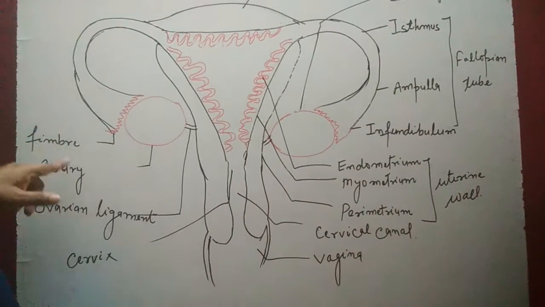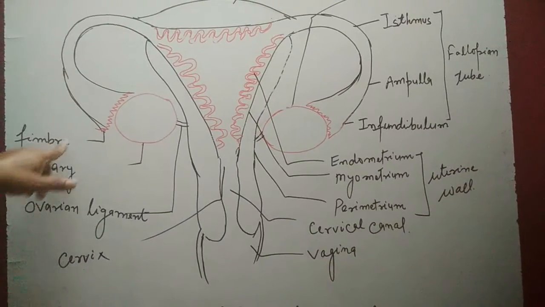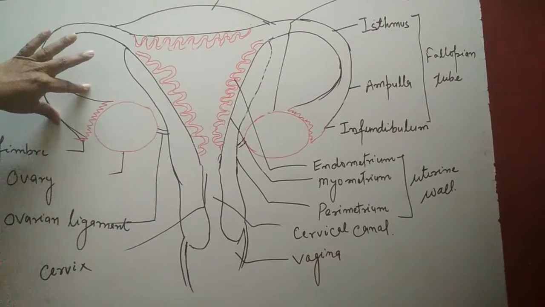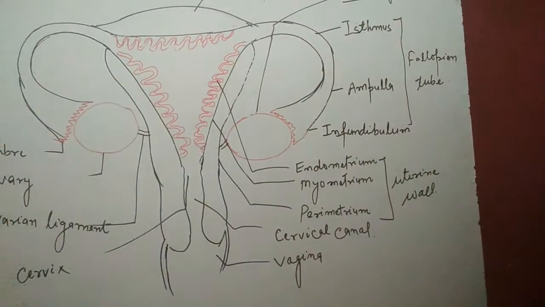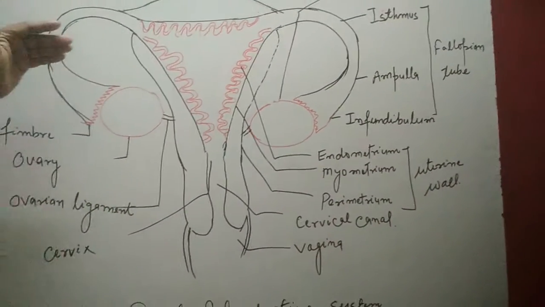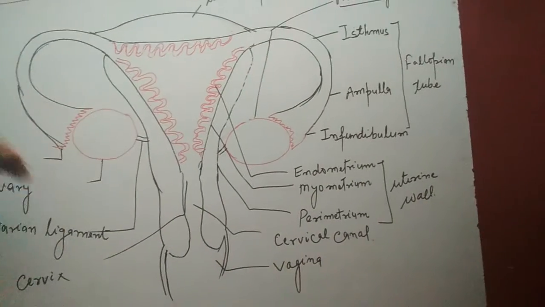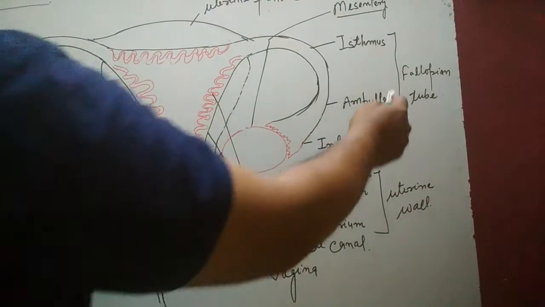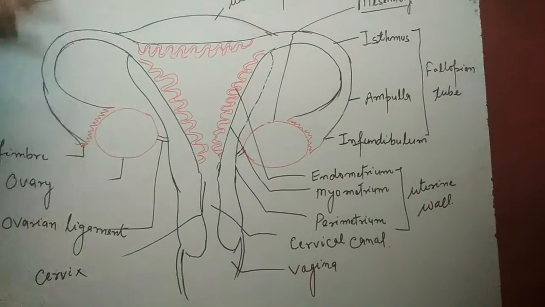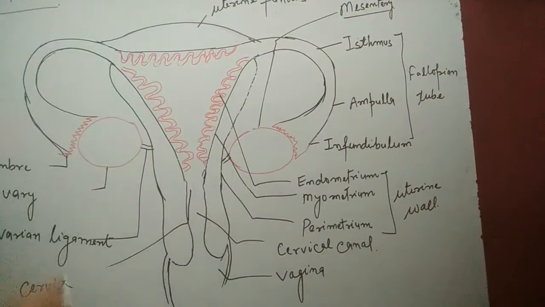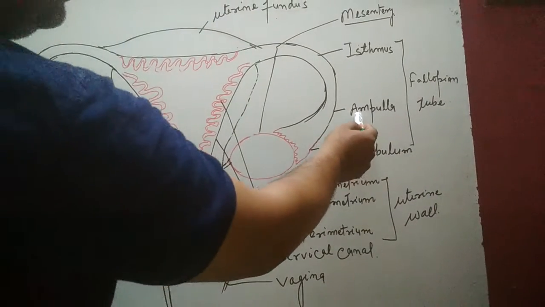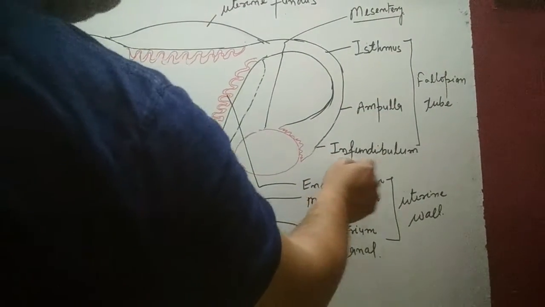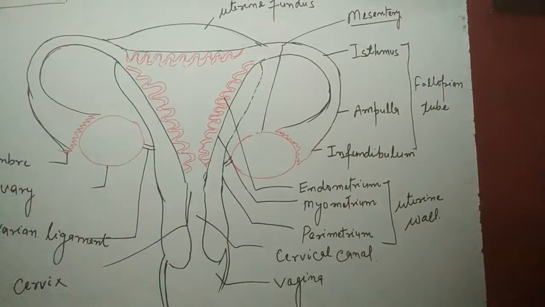These finger-like projections are called the fimbriae, and these fimbriae are attached around the ovary, and this funnel-like structure is called the infundibulum. The infundibulum is a funnel-like structure, and it is attached with the fallopian tube. The fallopian tube is divided into three parts. The funnel-like structure is called the infundibulum, the broader part is called the ampulla, and the narrow part is called the isthmus. The isthmus, ampulla, and infundibulum are collectively called the fallopian tube.